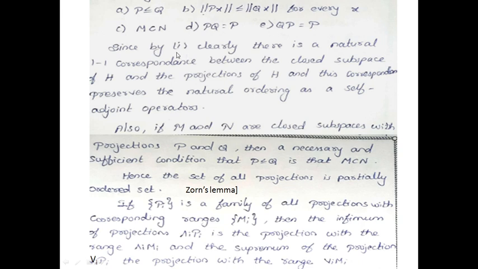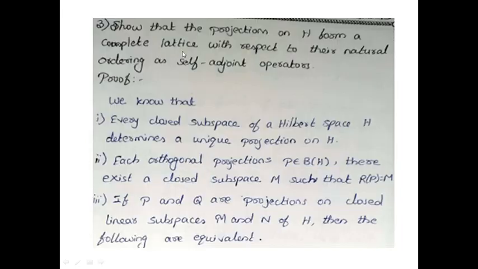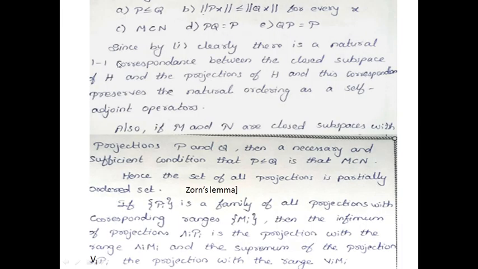Now see the first result. Every closed subspace determines a unique projection on H. So we can say that there is a one-to-one correspondence between the closed subspaces of H and the projections, since they are given as unique. And this corresponds to the natural ordering as self-adjoint operators.